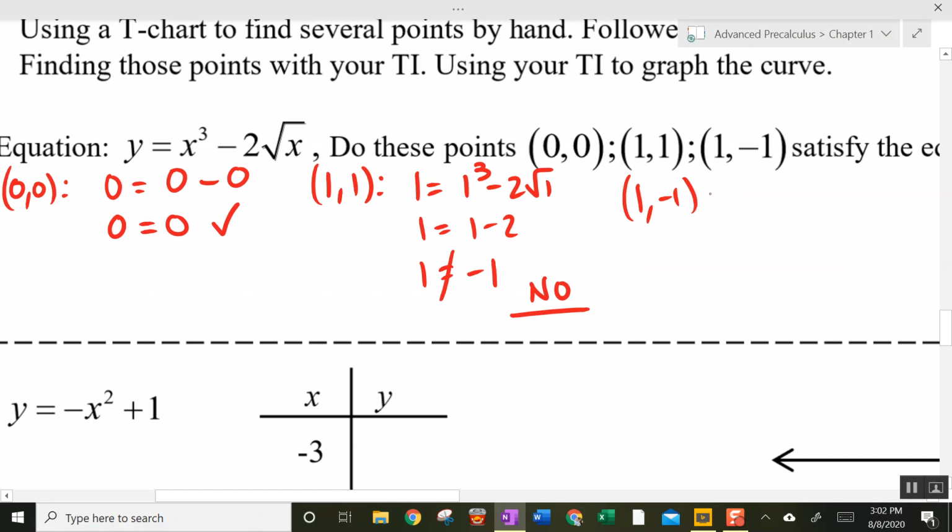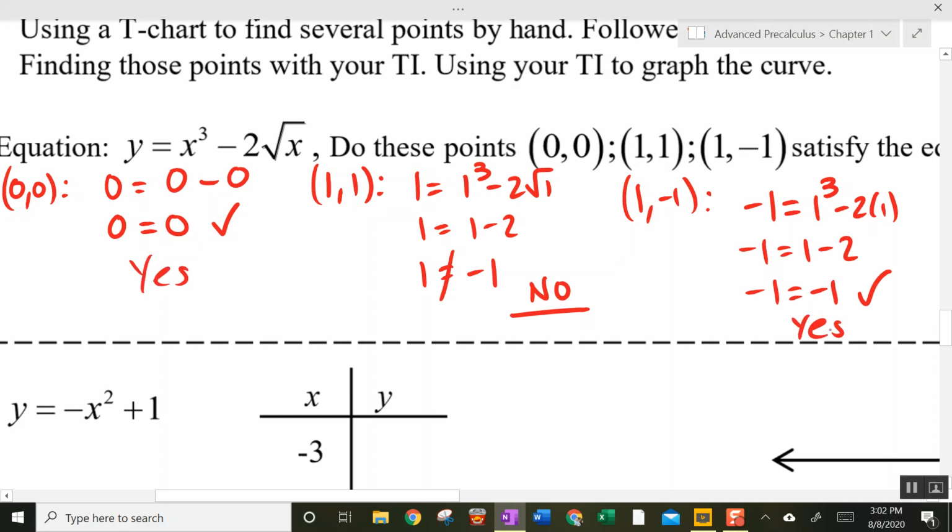If you plug this one in, we get negative 1 for y. 1 cubed minus 2 times 1, we get negative 1 is equal to negative 1, which is a true statement. So these two are definitely on the curve, and they satisfy this equation.